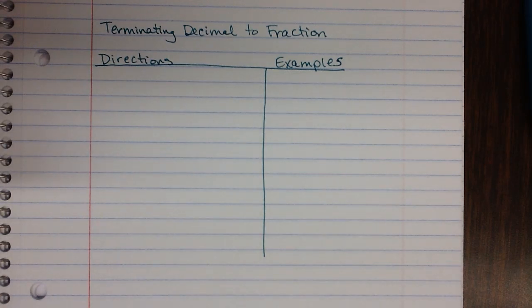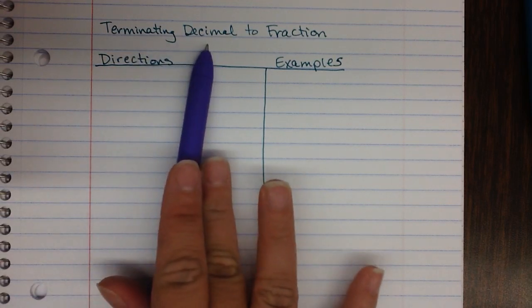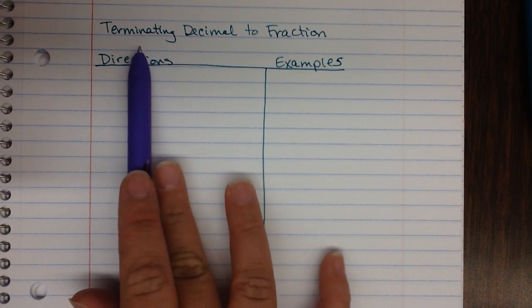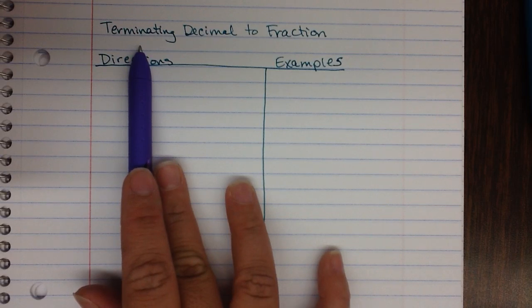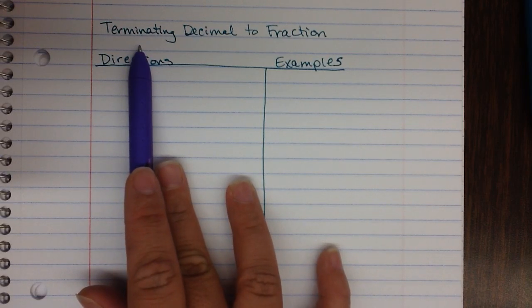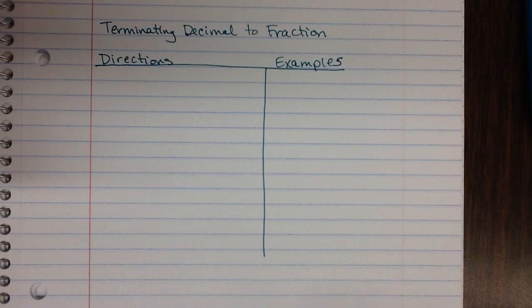Okay, we're going to change a terminating decimal to a fraction. And all that a terminating decimal is, terminating just means something that stops. So this is a decimal that stops and does not repeat. So for the directions, okay, this is what we're going to do.